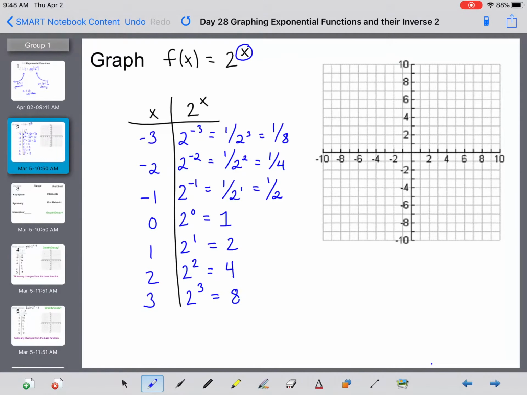So let's go ahead and plot these points. Plot them as best as you can. You're going to have to do a little bit of approximating. It's not going to be perfect on your grid.